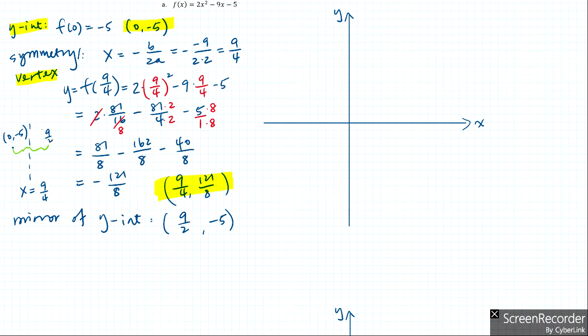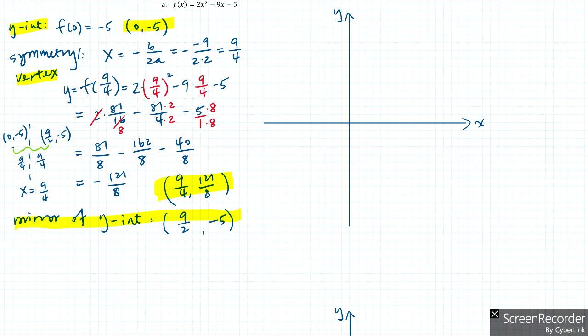And with this, 0 to 9/4 is 9/4 units, plus another 9/4 would be 18/4 or 9/2 over here, to be the x-coordinate. And with this information, the y-coordinate should stay the same, so (9/2, -5) becomes a mirror point of the y-intercept over here. And then we want to go ahead and find the x-intercepts and 2 additional points before we start graphing the function. So I'm going to go ahead and find the x-intercepts first.